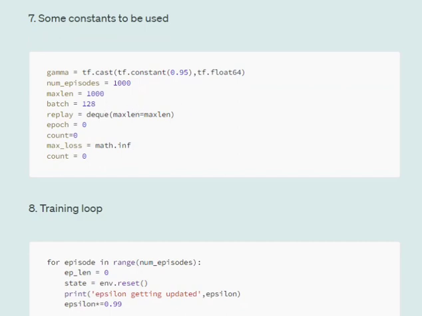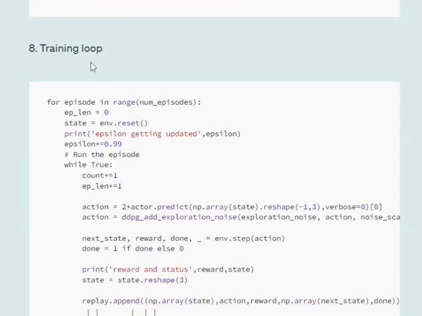Now there are a few constants that we have declared that we would be using for the training purposes. Basically the important one is the replay memory, experience replay memory. I am assuming that you have seen the video on experience replay on my channel, so eventually you would have understood the concept of experience replay. The length of the experience replay is 1000. Now we'll be moving on to the training loop.